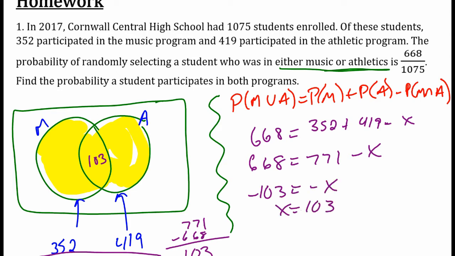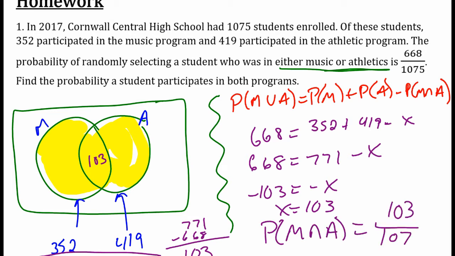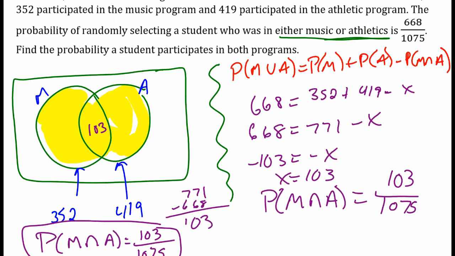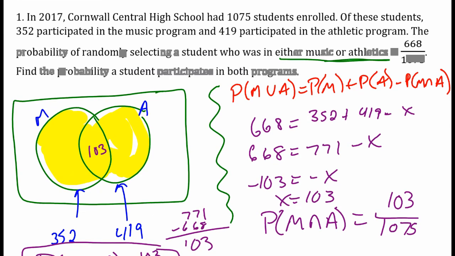But remember, 103 is not a probability. Probabilities have to be between 0 and 1. So what's the probability of music and athletics? Well, that probability is 103 out of 1,075. So either way that you did this, you were doing the same thing. One was just more of a visual representation. The other one was using that OR formula.